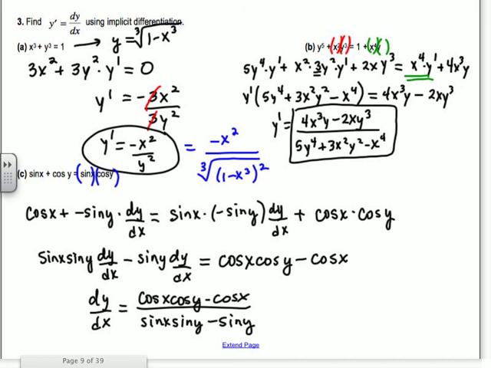Yes, Catherine? On the top, we have sine of x times negative sine of y. And then on the second one, we just have sine of x, sine of y. So I added this whole thing over, right? So if I had minus 5 on this side, when I move it to the other side, it's plus 5. Okay. So that's all I did.